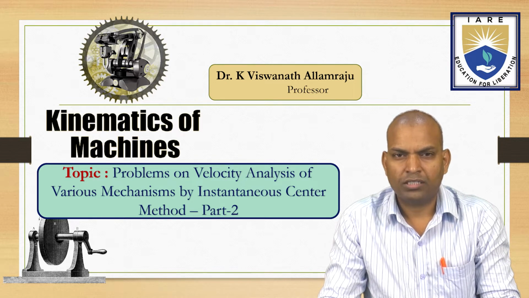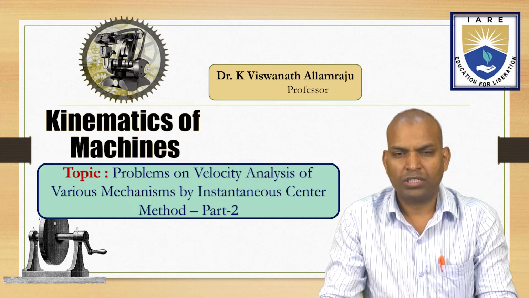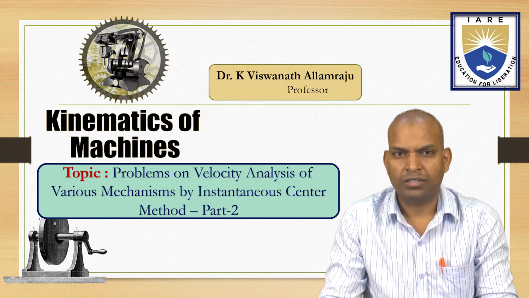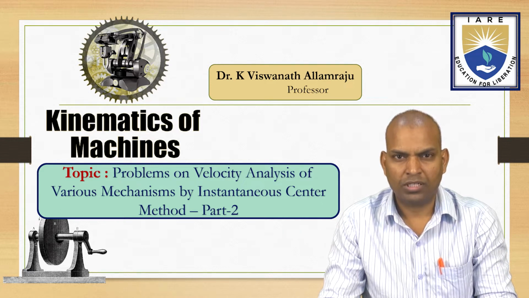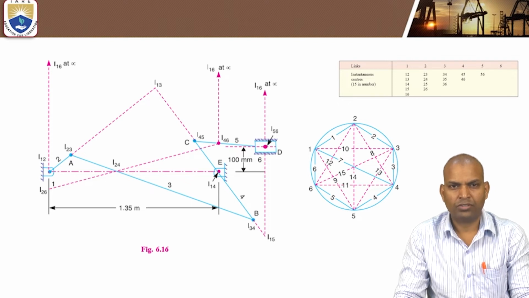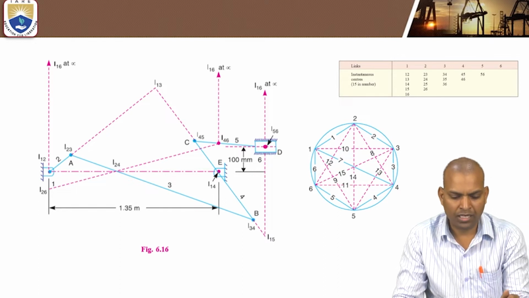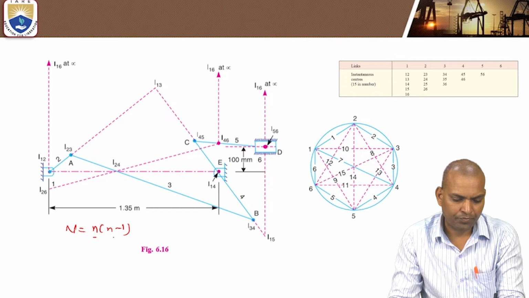We are going to continue the previous problem, how to solve it. In the previous class, we discussed how to locate instantaneous centers. To locate the instant centers, we need the number of links. After that, we calculate the number of instant centers by using the formula N = n(n-1)/2.